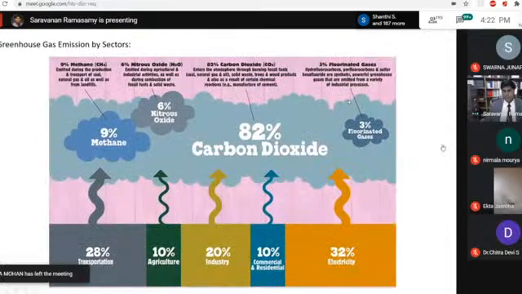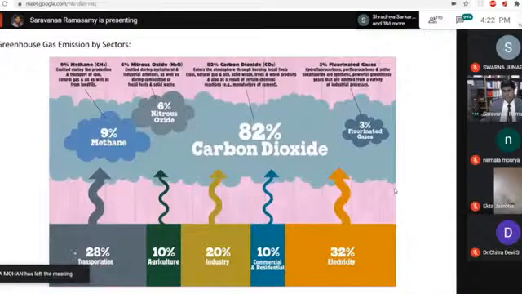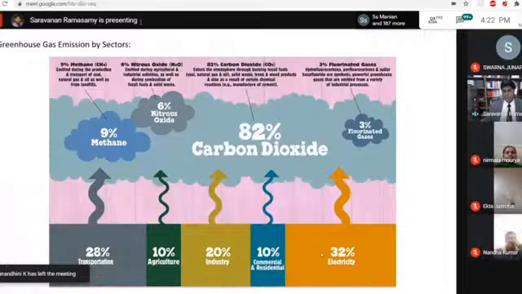Okay, so this is how much carbon dioxide we put out from different sectors. These are greenhouse gases, not just carbon dioxide. 28% from transportation, 10% from agriculture, 20% from industry, 10% from other commercial and residential, and 32% from electricity, how we use our electricity. Right? So if you could change any of these, it could slow down the global warming and the climate change.